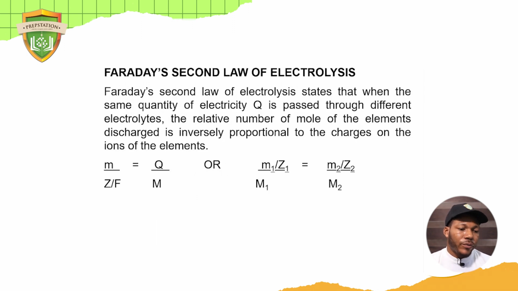Now, the second law has to do with the number of moles that are present during the electrolysis. The second law states that when the same quantity of electricity is passed through different electrolytes, the relative number of moles of the element's discharge is inversely proportional to the charges on the ions of the elements. So we can use this equation to find the number of moles, the number of Faradays, and the mass of elements deposited during the electrolysis.